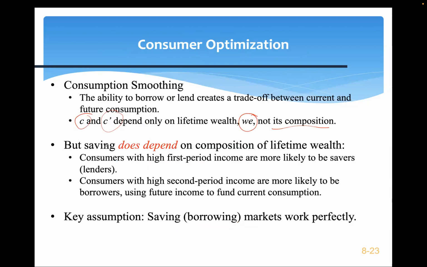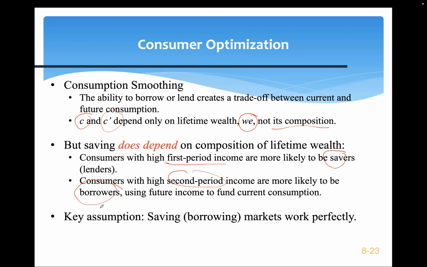Now, second point, the saving decision does depend on the composition of lifetime wealth. If you have a lot of first period income, you're more likely to be a saver. If you have a lot of second period income, you're more likely to be a borrower, right? So you're going to use future income to finance your current consumption. Like I just said, these results may not survive.